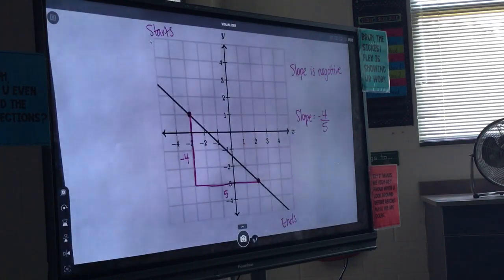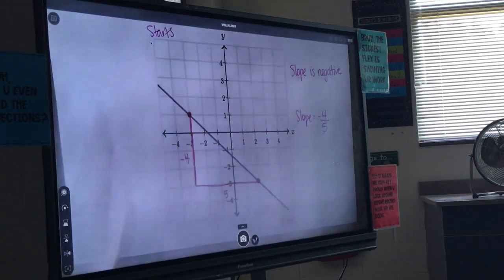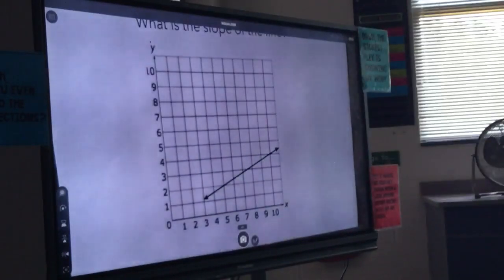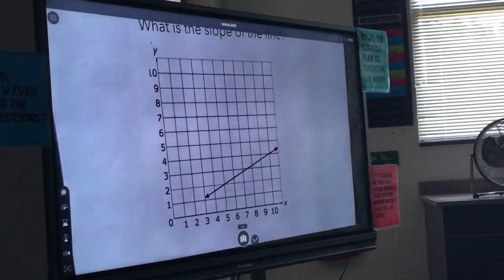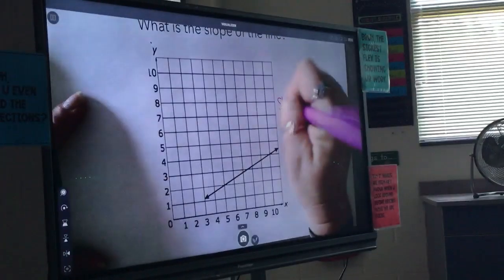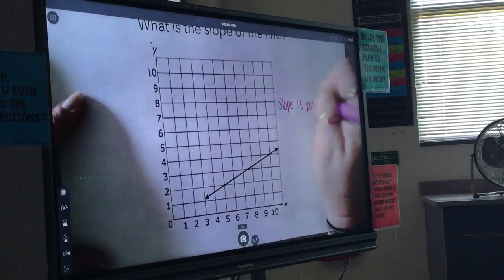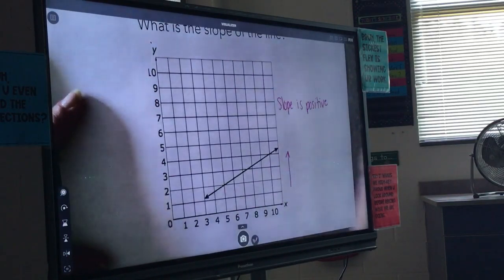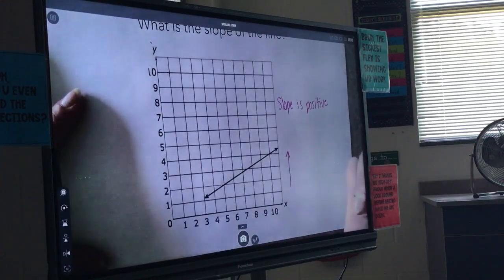All right, questions about slope on a graph? Questions about rise over run? We're good? All right. Number 6. What's the slope? Audrey. Positive. It's going to be a positive. And how do you know? Because it's going up. All right, and then what are 2 points on this line? Anthony, what are 2 points on this line?